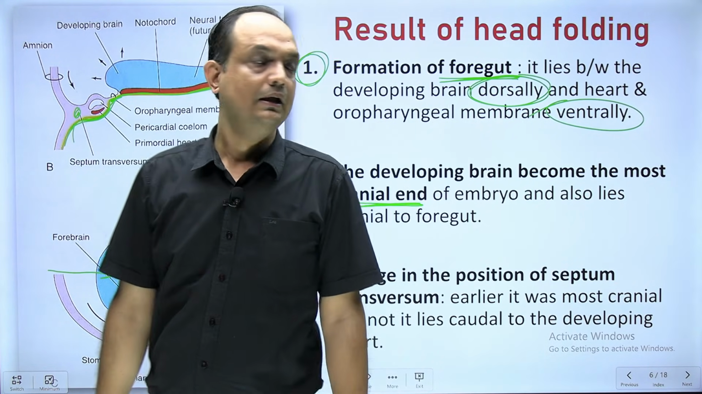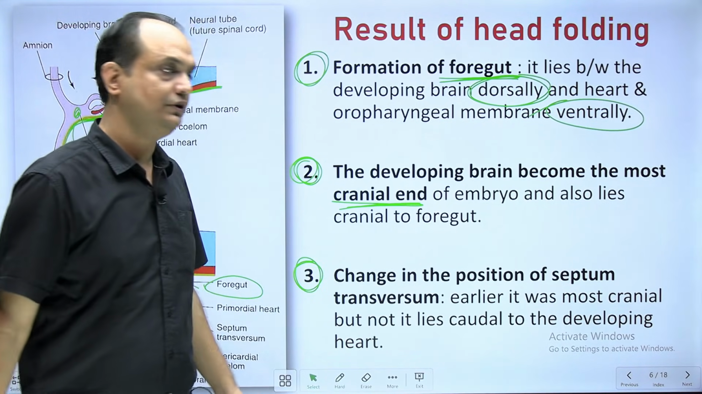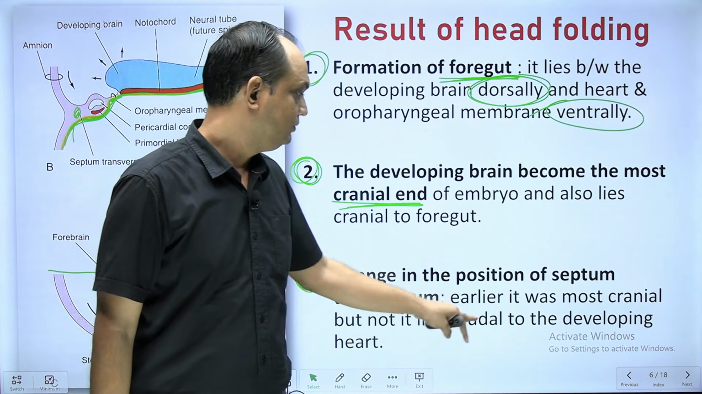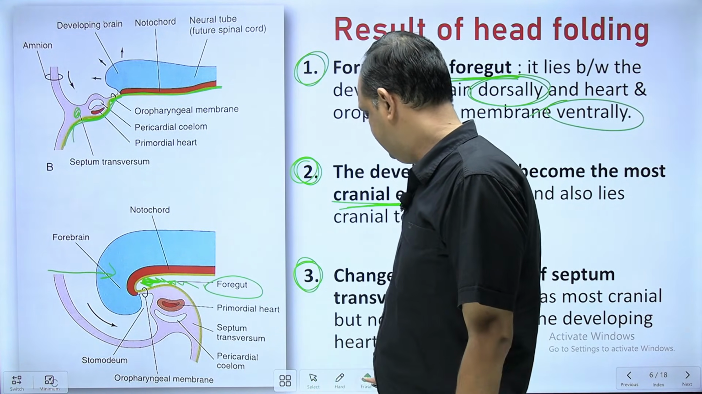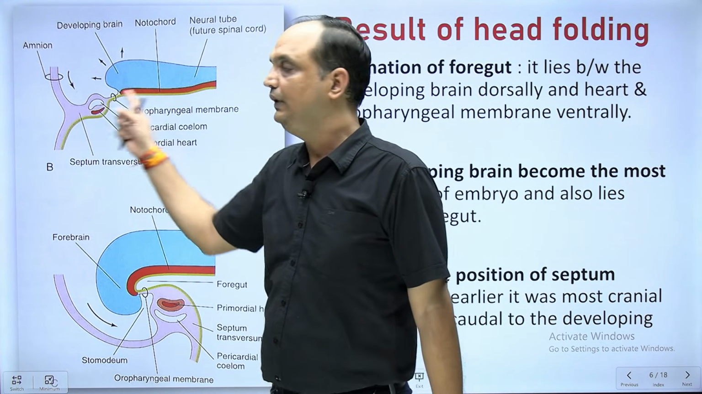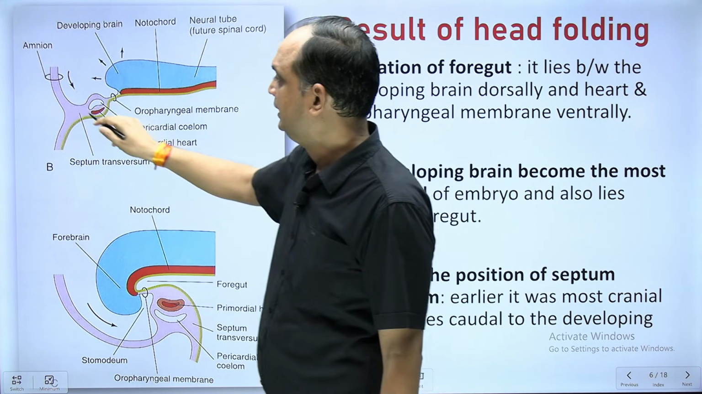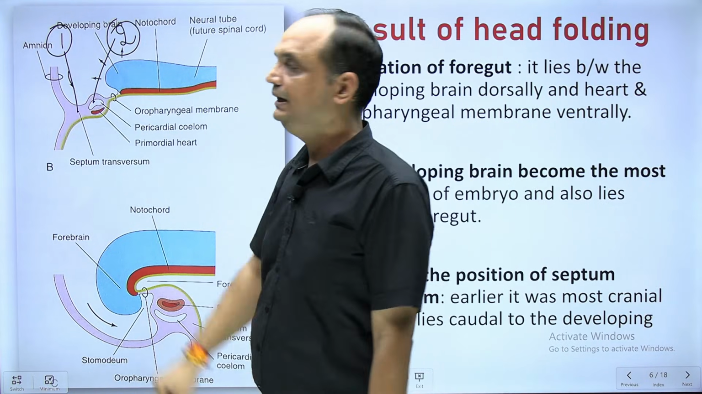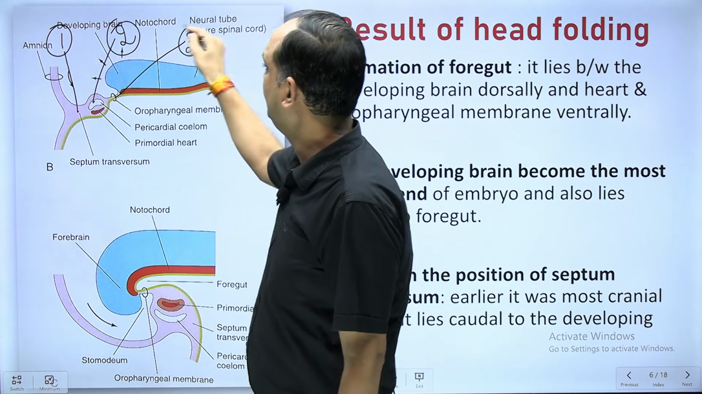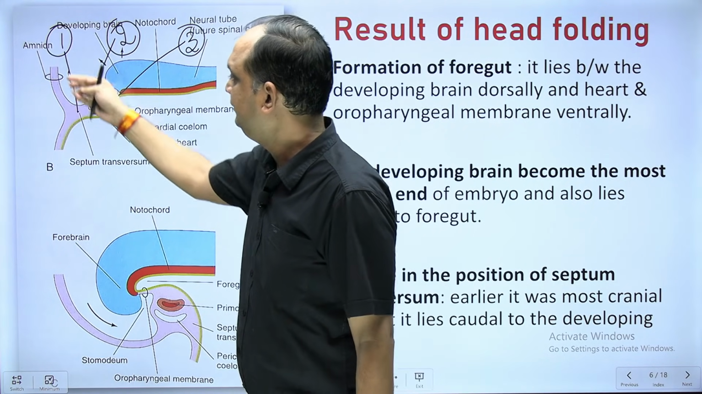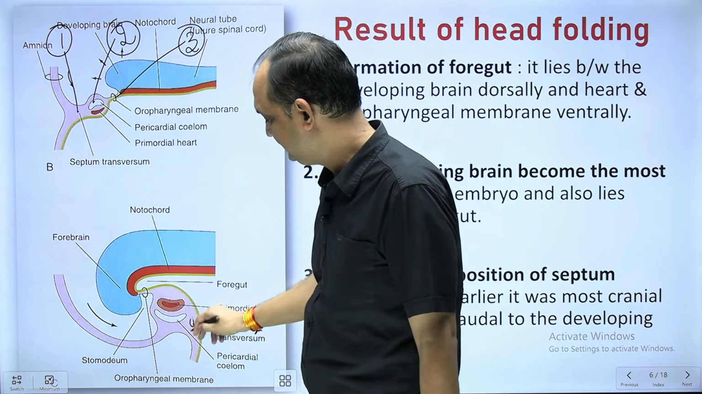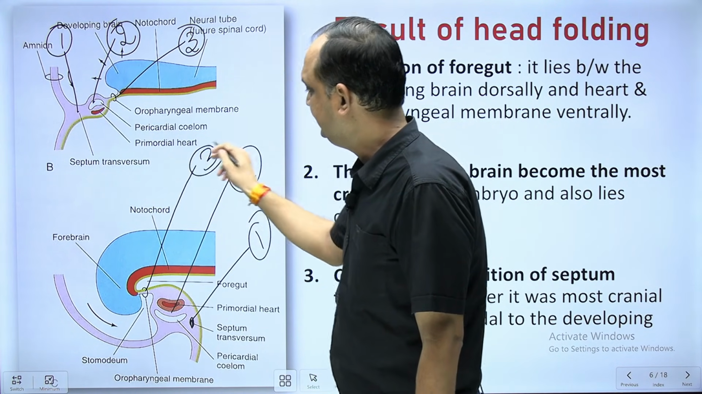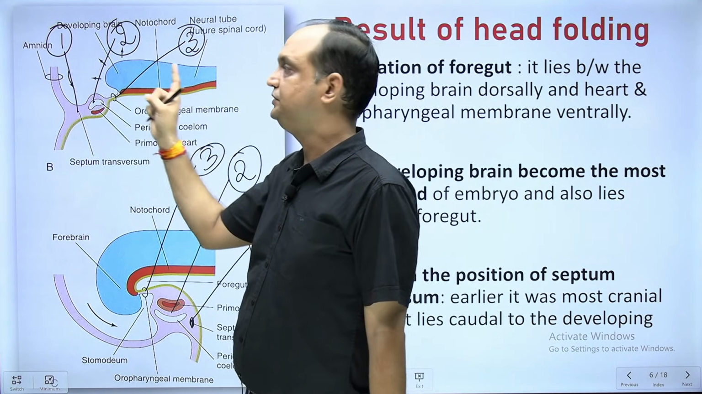Answer is septum transversum. But after folding, what is the most cranial part? Answer is developing brain. Now, the third thing is, there is a change in the position of septum transversum. Earlier, the most cranial position was septum transversum, but now it lies caudal to the developing heart. Now, my dear students, if you see these two diagrams, you have to understand that in a flat disc, what is the relation from anterior to posterior? This is number one, that is your septum transversum. This is number two, your pericardial area, and this is number three, which is oropharyngeal membrane. Now, once all these three go ventrally, this is your septum transversum, which is number one, this is pericardial region, which is number two, and this is oropharyngeal membrane, number three. So, from cranial to caudal, the relation is 1, 2, 3.